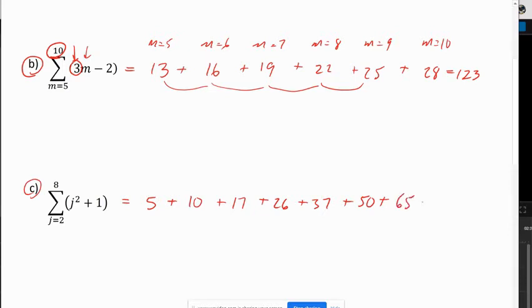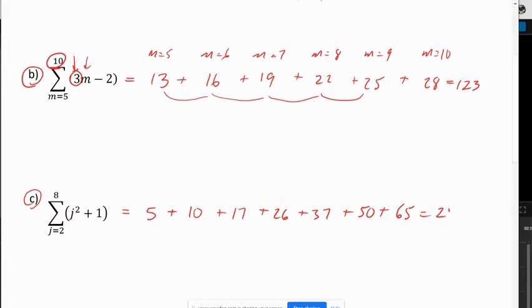So that's our expanded sum, and that sum is equal to 5 plus 10 plus 17 plus 26 plus 37 plus 50 plus 65. That's equal to 210.